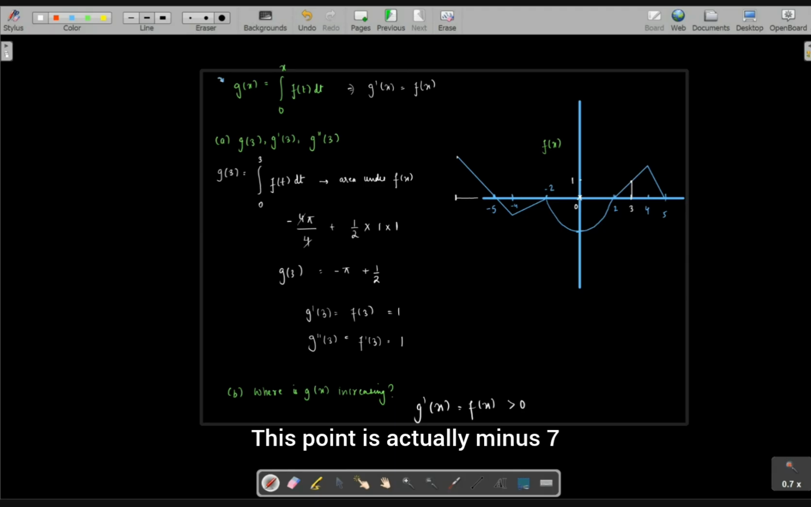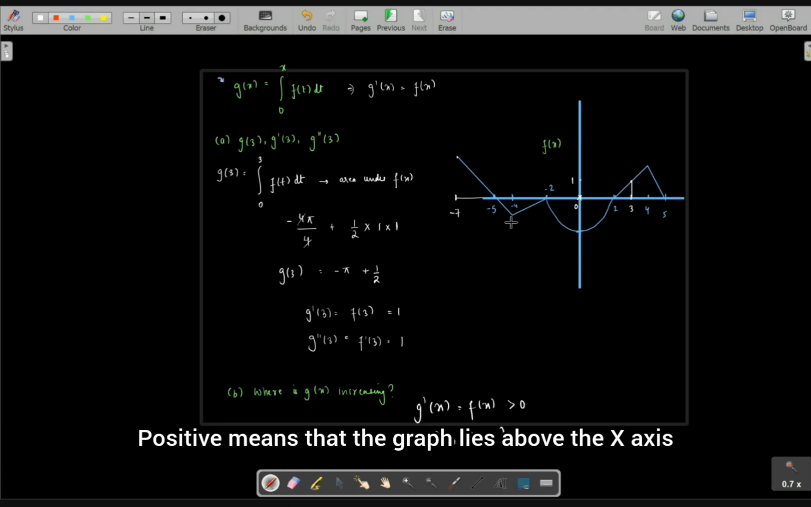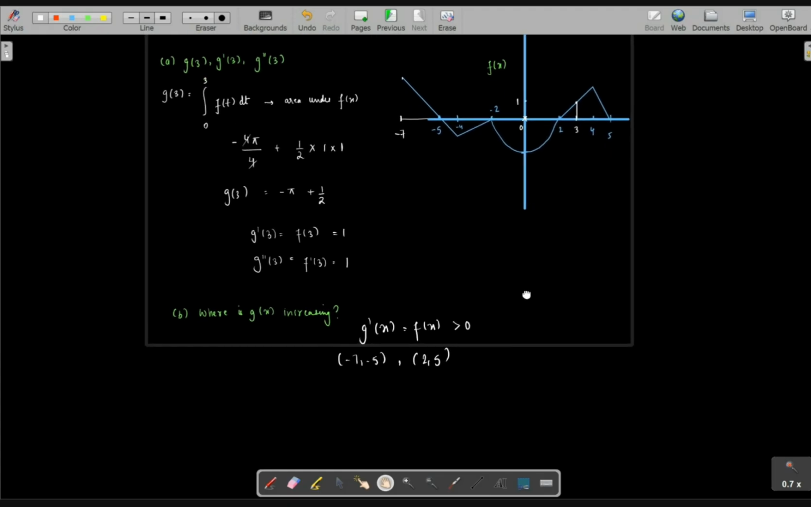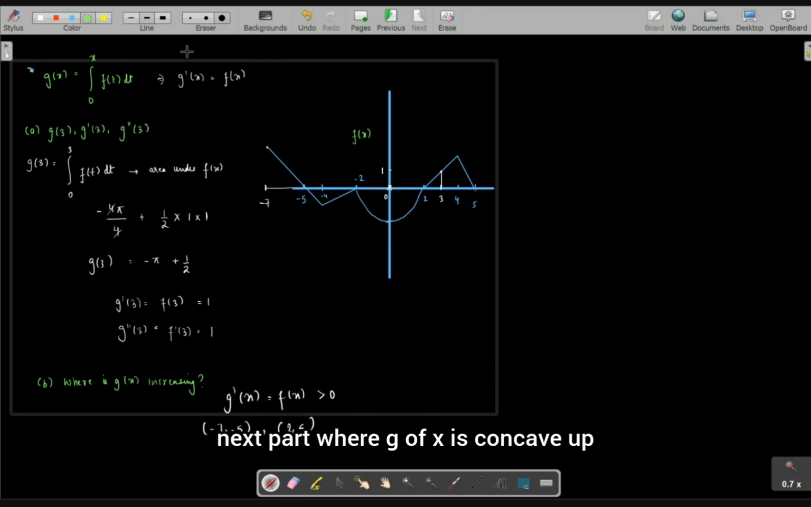this point is actually -7. So it's positive from -7 to -5. Then it is also positive from 2 to 5. That's it. Positive means that the graph lies above the x-axis. Okay. Then next part, where is g of x concave up?